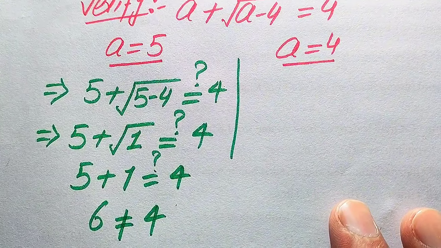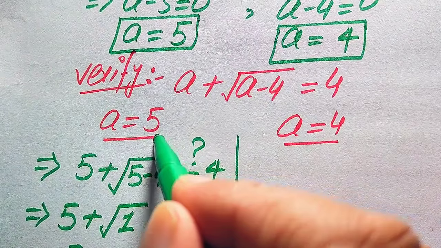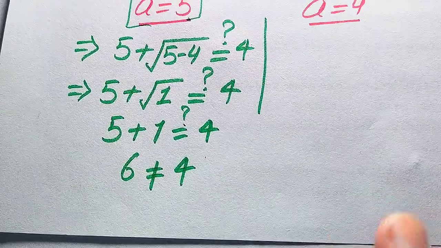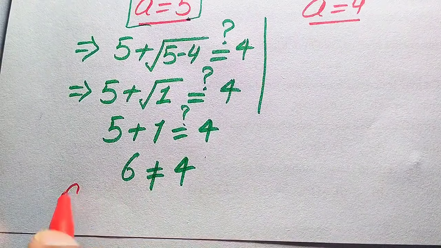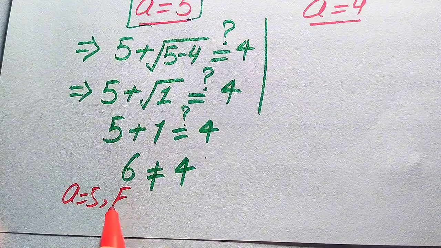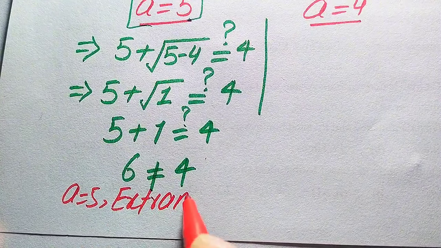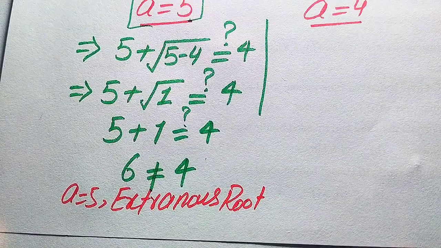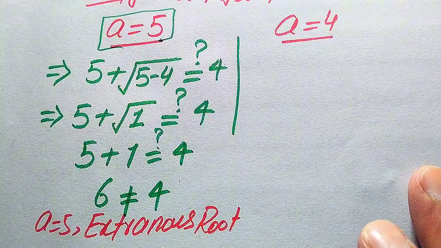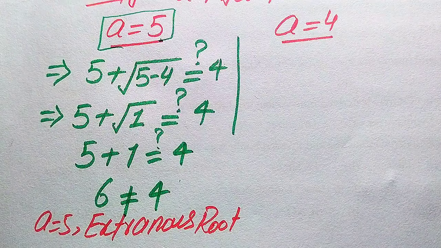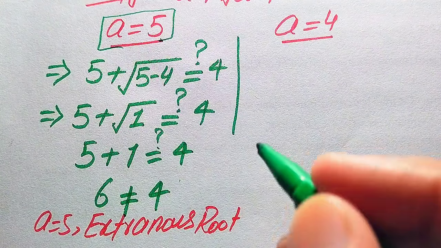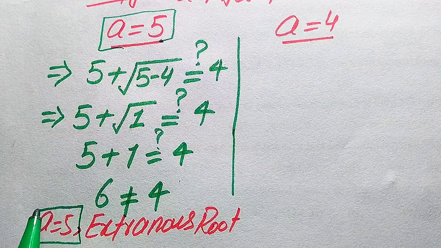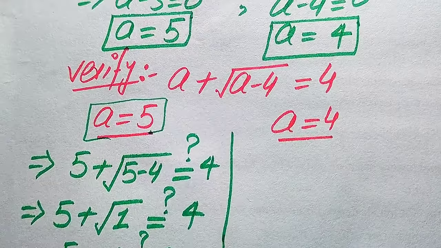This means that both sides are not equal when we choose a equals 5. So we conclude that a equals 5 is an extraneous root of the given equation, because it does not satisfy our given question statement. We know that extraneous roots are those roots which do not satisfy our given question statement, and solutions are those roots which satisfy our given question statement. So now a equals 5 is the extraneous root.